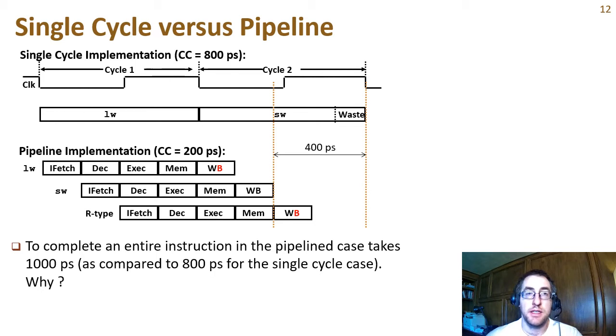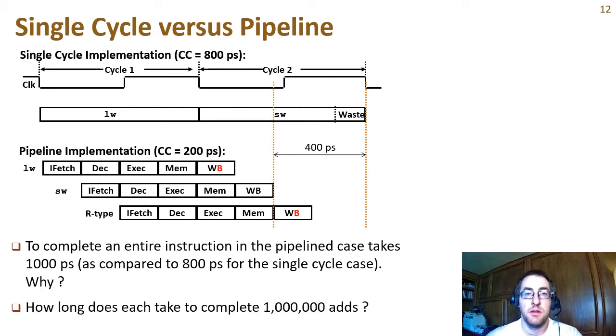So if the clock cycle time is 200 picoseconds in the pipeline design and 800 picoseconds in the single cycle design, one instruction in the pipeline case takes 1,000 picoseconds because it's 5 stages at 200 picoseconds each. So the latency of this instruction is longer by 200 picoseconds, or approximately 25% longer in the pipelined case. However, the throughput is much greater.